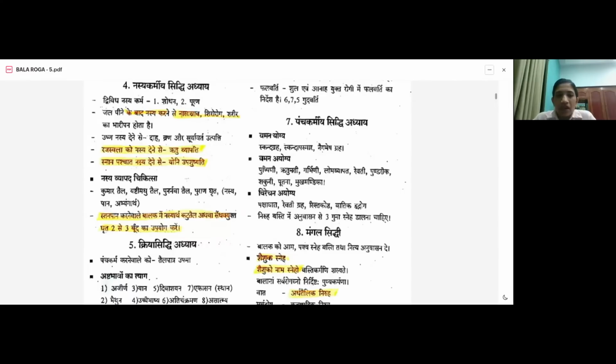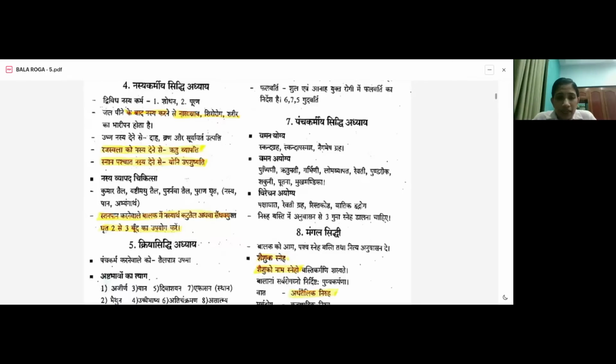Okay. And the treatment given for the Nasya Vyapat is Kumara Taila, Yashtimadhu Taila, Punarnava Taila, Purana Ghrita. And these all can be used as Nasya, Pana and Abhyanga. So it is the treatment given for Nasya Vyapat.